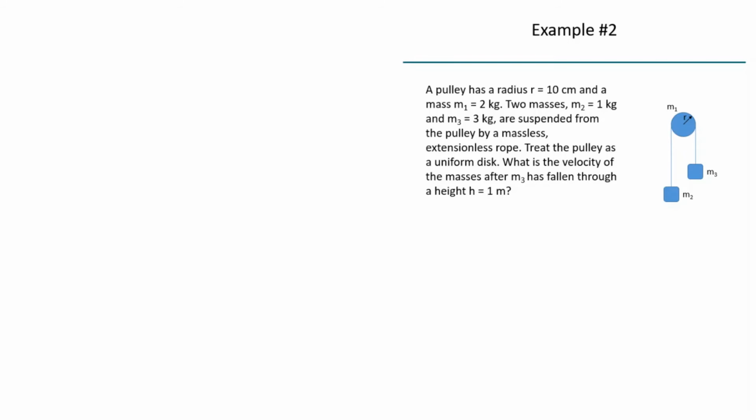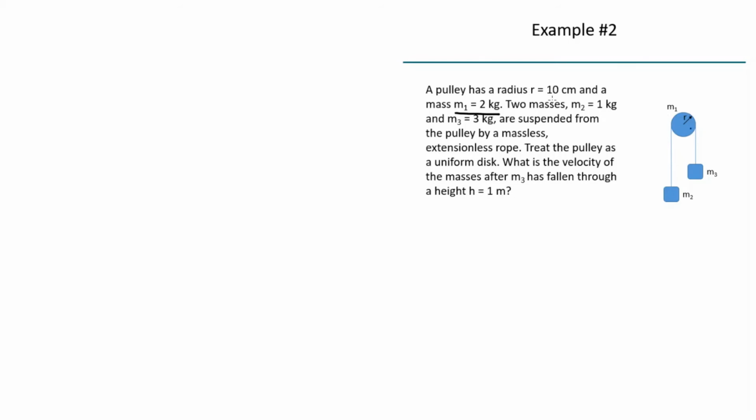Okay, so this problem is interesting. First of all, here we have a massive pulley. This pulley has a mass, m1 equals 2 kilograms. Previously in this class, we were only able to deal with massless pulleys, but now that we know how to calculate the kinetic energy of a rotating disk, we can actually start dealing with massive pulleys. Second of all, I want to think a little bit about why we can use conservation of energy at all. It's not obvious why we can.